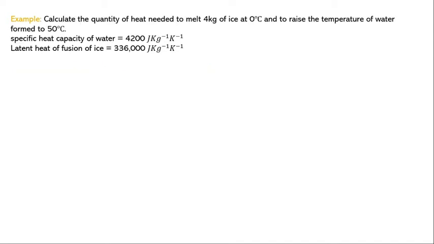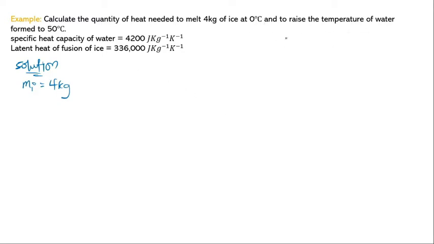Now let's look at one final example and then we end this beautiful tutorial. Example number 3. We are to calculate the quantity of heat needed to melt 4 kilograms of ice at 0 degrees Celsius and to raise the temperature of the water formed to 50 degrees Celsius. So let's have a look at the parameters that we have. The mass of ice is 4 kilograms.